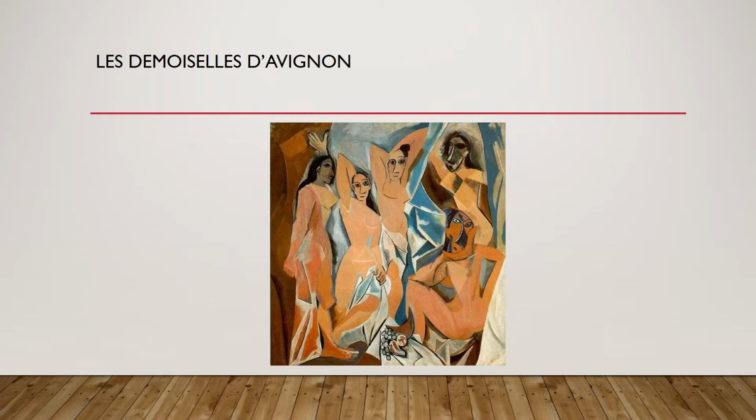Les Demoiselles d'Avignon. The final painting we will highlight today was painted in 1907 by Pablo Picasso, one of the most famous cubists of the era. This oil on canvas can be found in the Museum of Modern Art and is said to be the first cubist painting of its time.